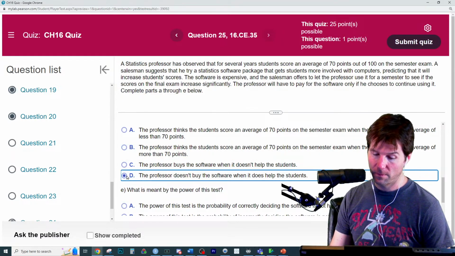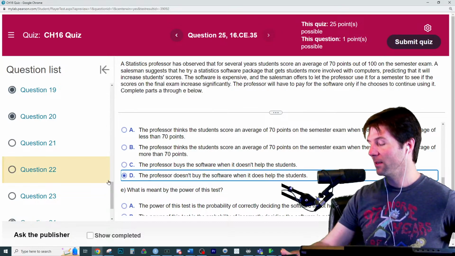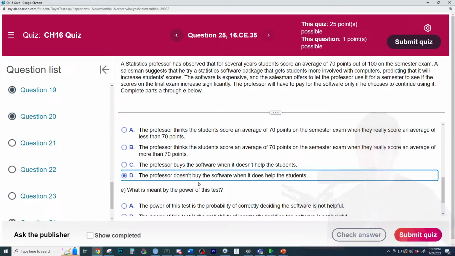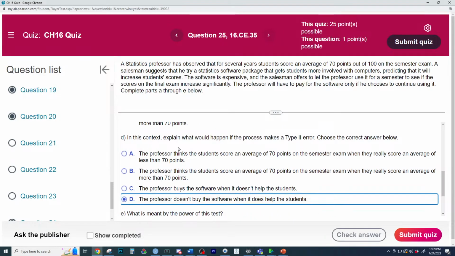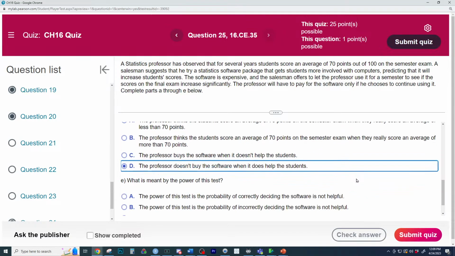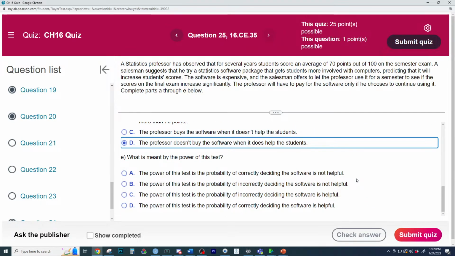This is odd, the way they're phrasing it. The professor doesn't buy the software when it helps students. Explain what happens if the process makes a type 2 error. Yeah, I think that right there. A little worried about the answer right there.